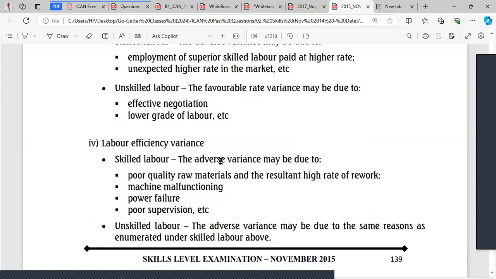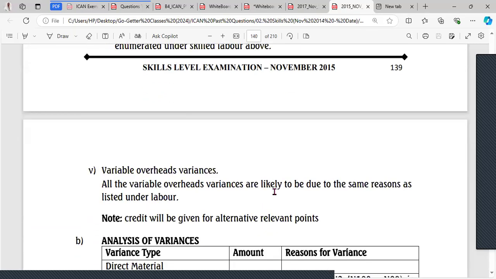efficiency. Skilled labor, adverse variance may be due to poor quality of material that they bought, actually material A, and it results in reworking, a high rate of reworking. It could be machine malfunction, poor supervision, power failure. Same thing in the unskilled labor. The variable overheads, all the variable overheads are likely the same reason as labor.